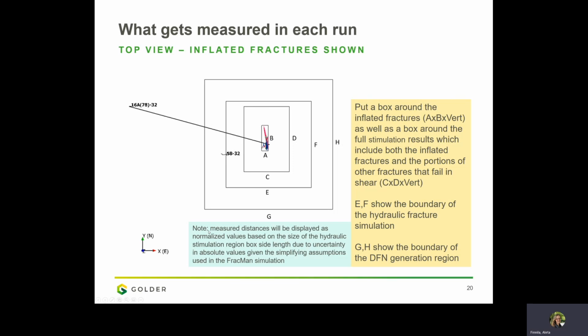In this blue box here, I say the measured distances that I'm going to be showing in the results, I'm going to be displaying as normalized values based on the size of the hydraulic simulation region box length. The region box length was 100 meters. I'm going to be showing the stimulation extents as percentages of that box and not as actual measurements like 300 meters or 400 meters. This is just due to the fact that we're getting qualitative results. Given the assumptions we've put into this simulation, we're not expecting to know exactly the quantitative results. So I'm just putting them as relative to the box size, how big these extents are.